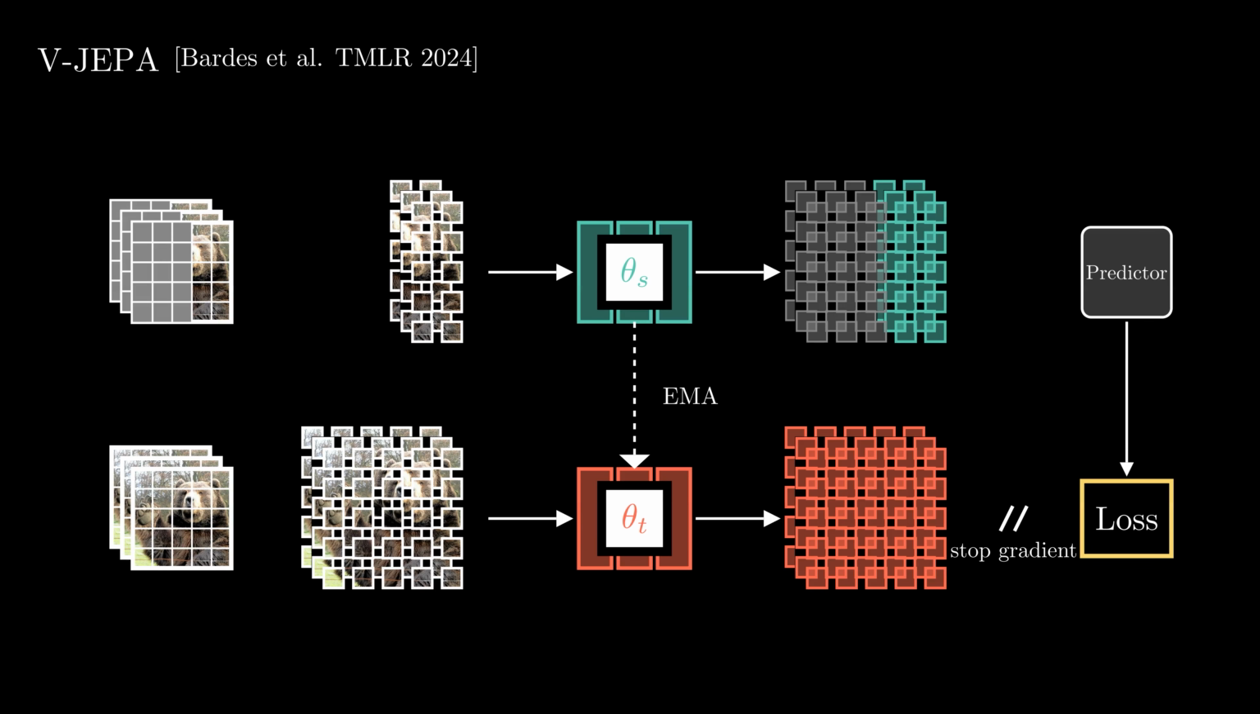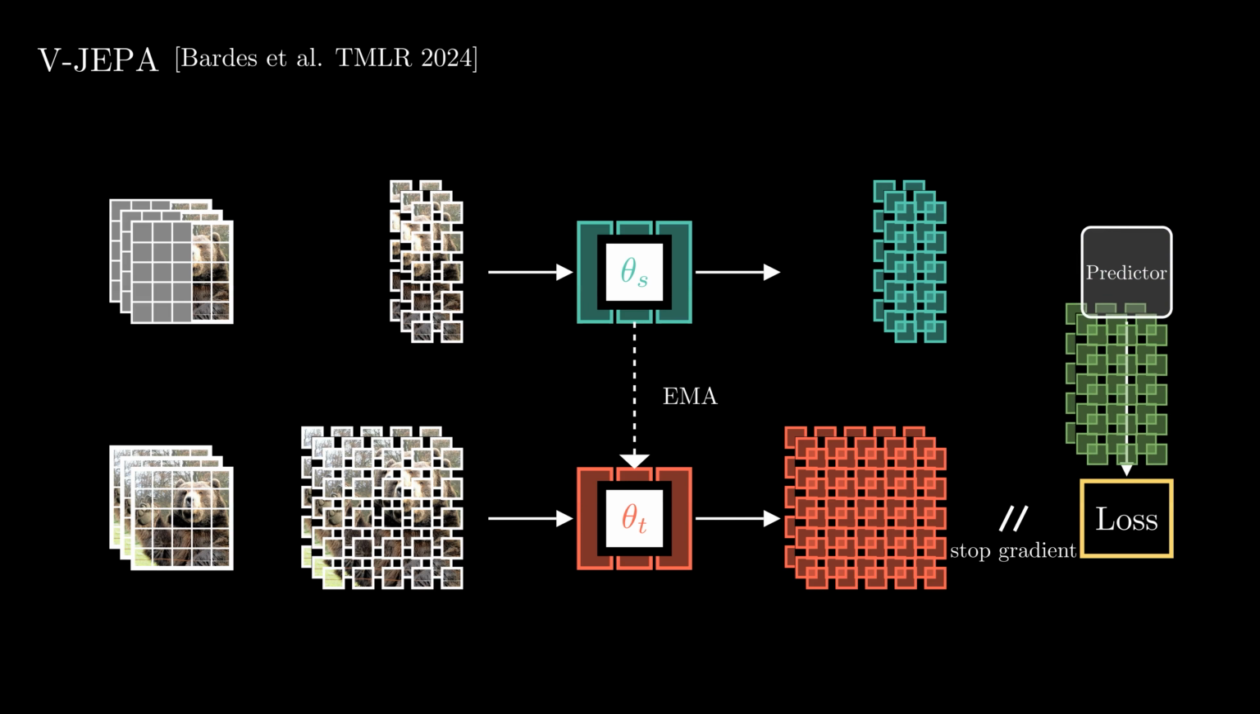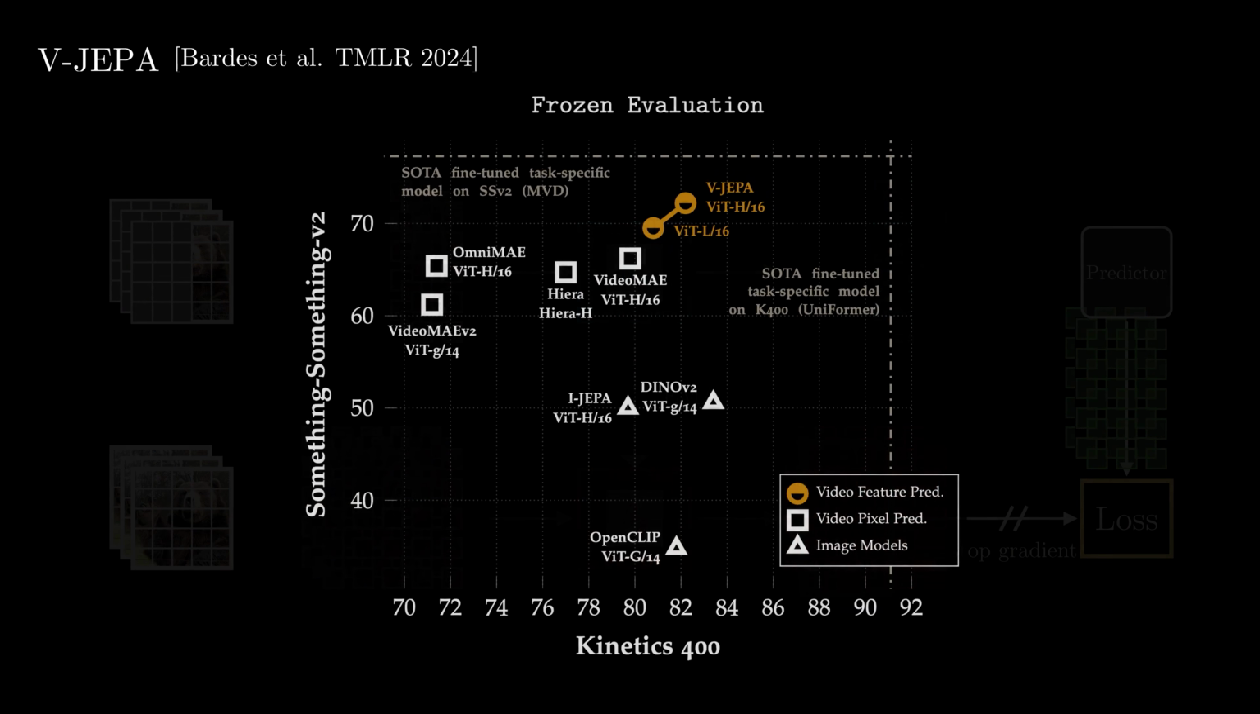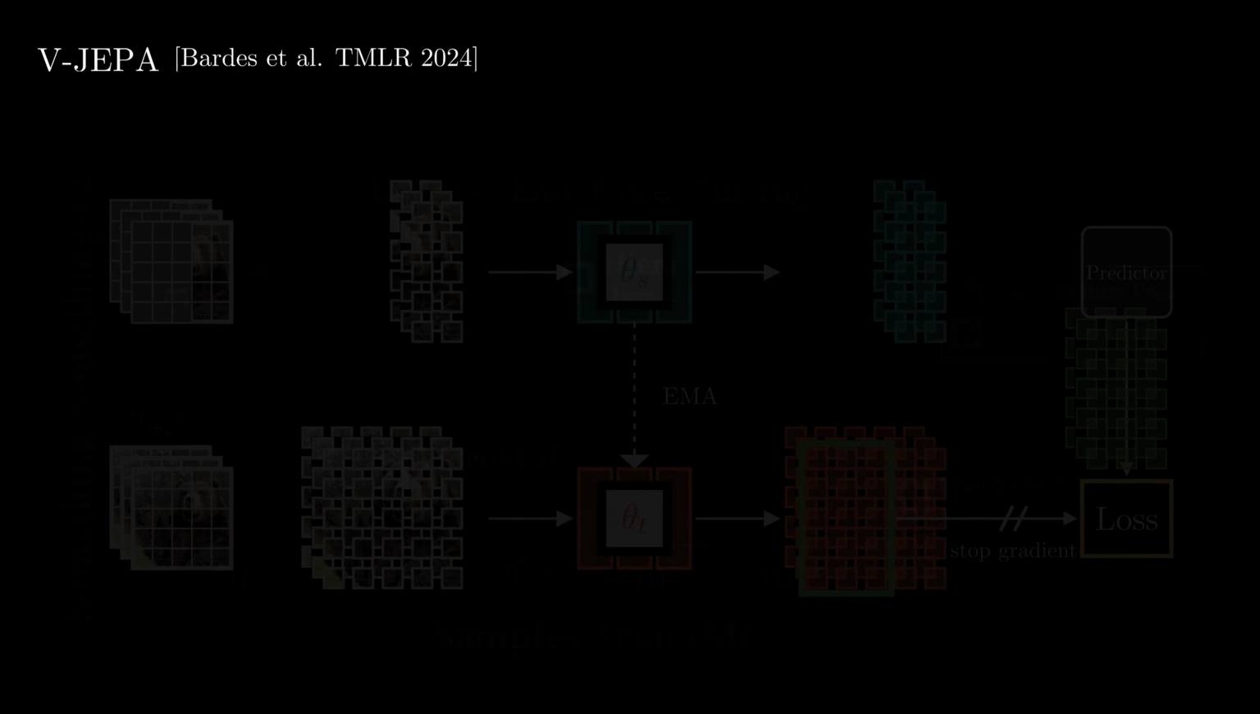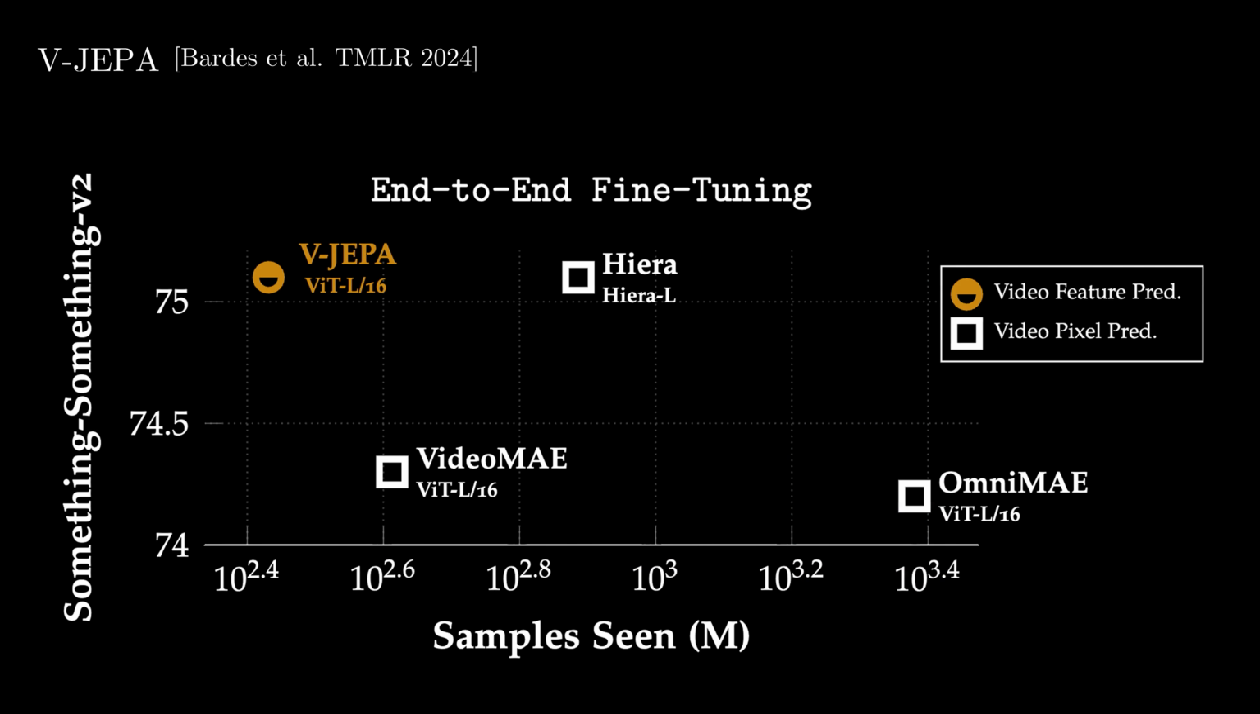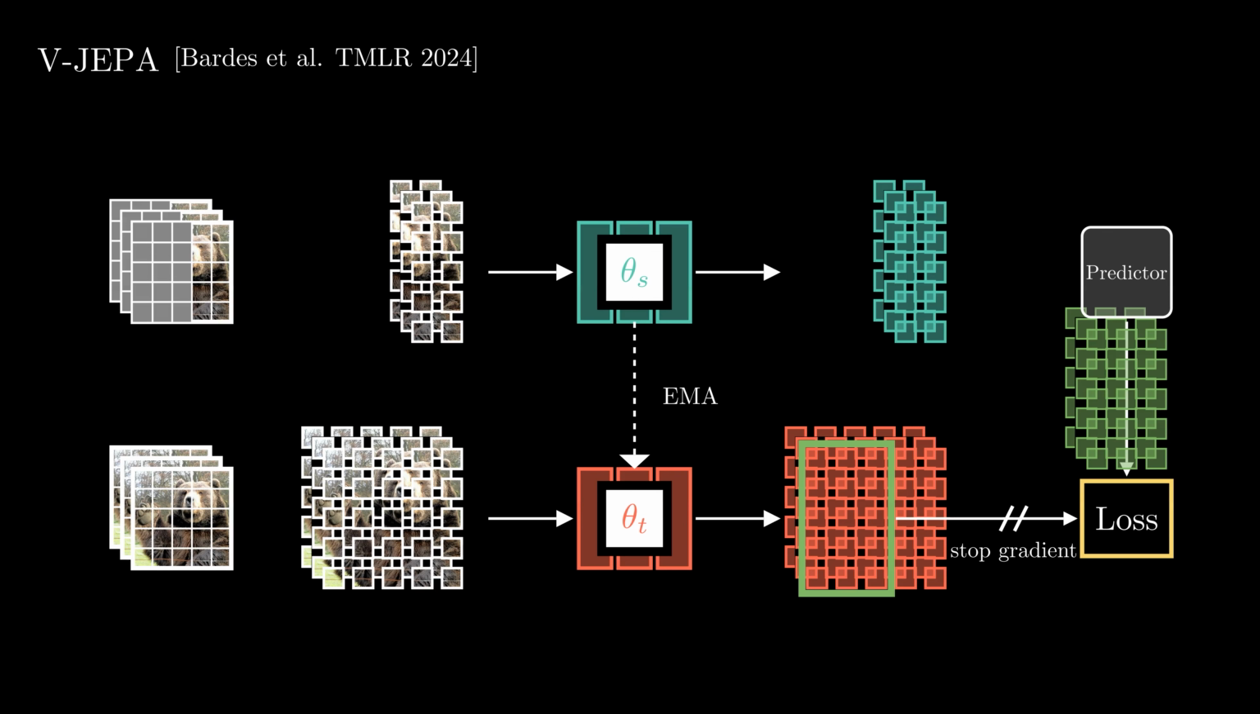We mask spatial temporal tubes and predict their features from the visible context. To do this well, the model has to learn that objects persist, motion continues, and actions have physical consequences, all from raw video. On the reported frozen backbone benchmarks, V-JEPA outperforms video pixel prediction methods. End-to-end fine-tuning yields similarly strong results, further validating the promise of latent space prediction.